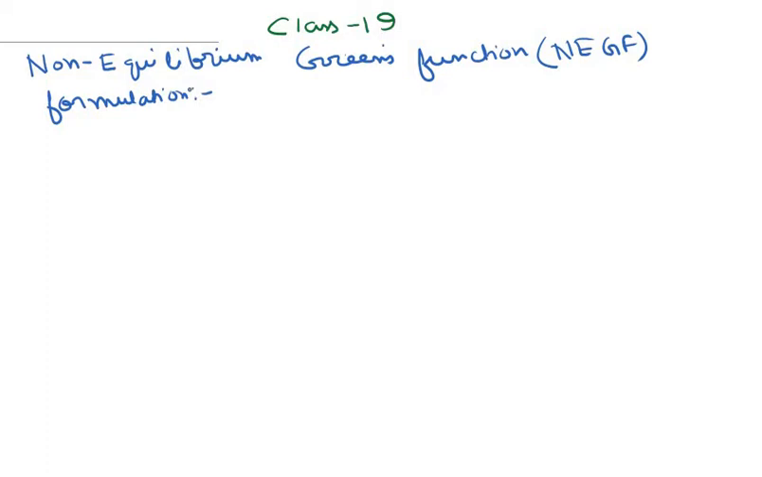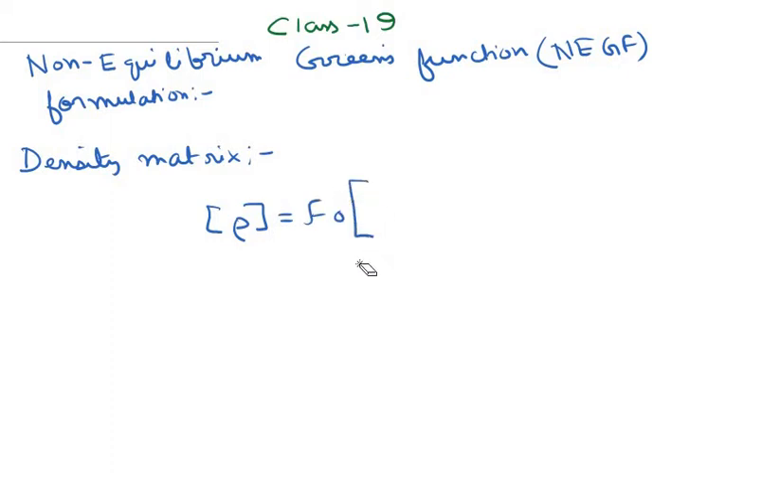Now, first let us recapitulate what we learned a little bit, and let us also discuss the density matrix. We discussed the density matrix in the last class, and we defined the density matrix rho as just the Fermi function of this matrix H minus mu I, where mu is the equilibrium Fermi energy.